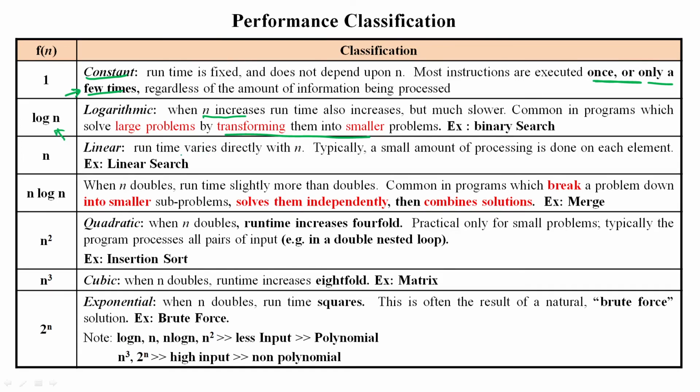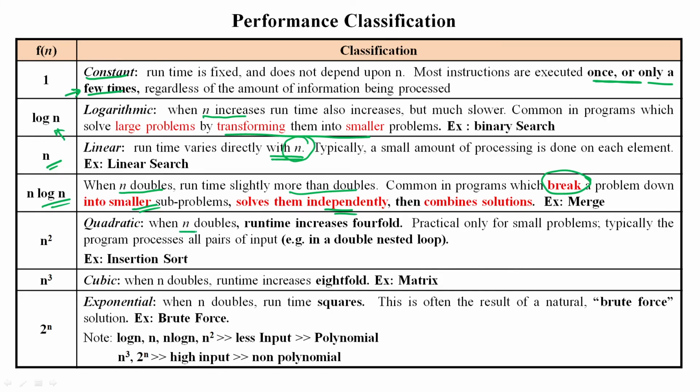Then when you increase the value from n0 to n, the execution time will also be equivalent to n, the number of inputs, so the algorithm will consume order of n. When n doubles, the runtime also slightly more than doubles. For problems that can be broken into smaller problems which can be solved independently, we get n log n time complexity.